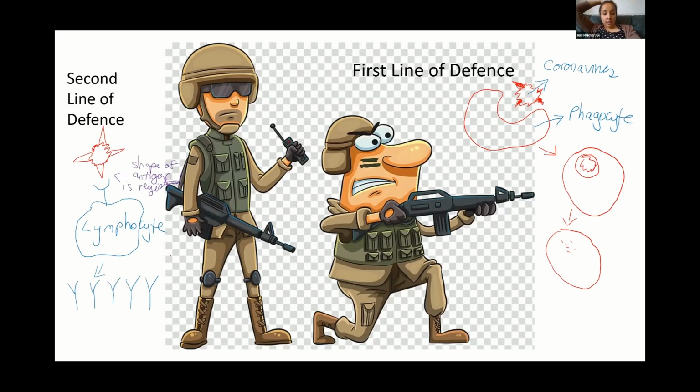They make antibodies, so I have just drawn here the antibodies underneath the lymphocyte. Basically, what happens is that the lymphocyte recognizes the antigens on the surface of the virus like this. And according to the exact shape of the antigens, they will make antibodies which can match that particular shape of antigen.